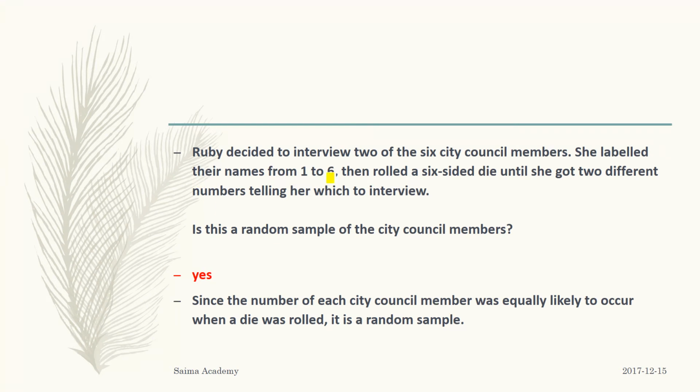It is not a biased sample. Another example is, suppose Ruby decided to interview 2 of the 6 city council members. She labeled their names from 1 to 6, then rolled a 6-sided die until she got 2 different numbers, telling her which to interview. Is this a random sample of the city council members? The answer is yes. What is the logic? Since the number of each city council member was equally likely to occur when a die was rolled, it is a random sample.